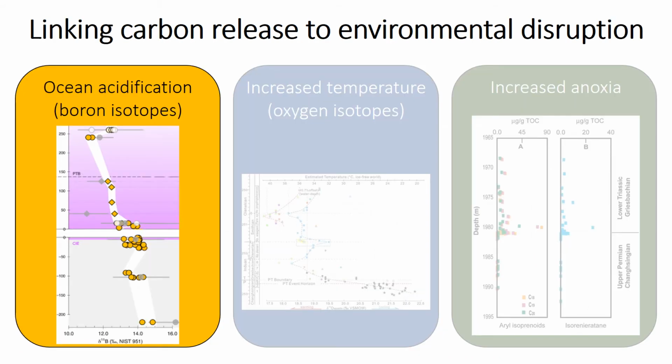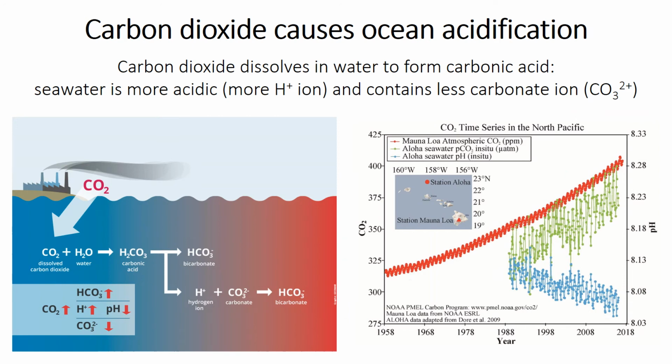So how were these three environmental changes linked to the carbon release? Well, let's start with ocean acidification during the extinction. So at a broad scale, the cause here is quite straightforward. Carbon dioxide dissolves into water to form something called carbonic acid, which then makes the water more acidic. The nuances of ocean carbon chemistry are, yes, more complicated, but for our purposes, the overall picture is quite clear.